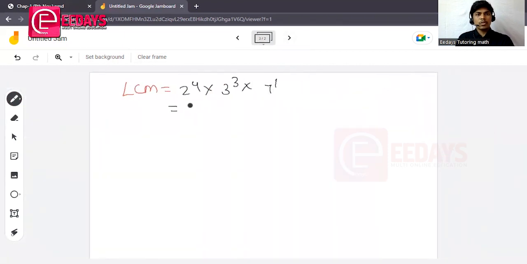2 power 4 is nothing but 2 into 2 into 2 into 2. So you'll get 2, 4, 8, 16. 3 cube is nothing but 27, and 27 into 7. After multiplying all these values, the LCM we got, 16 into 27 into 7, so I got 3024. So we can save our time. 3024.